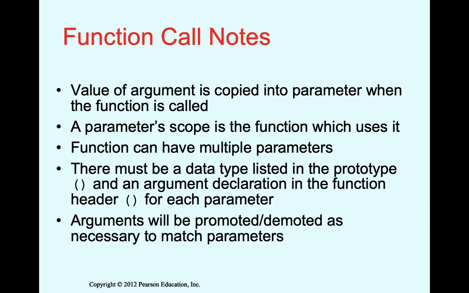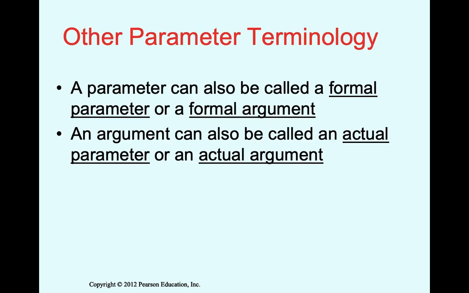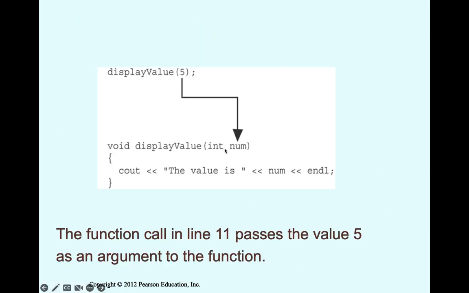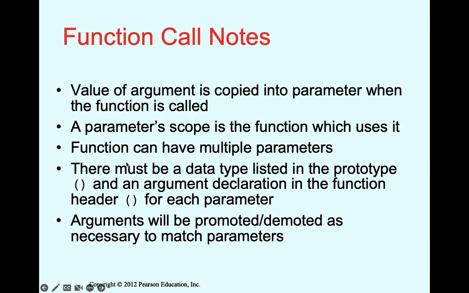The value of the argument is copied into the parameter when the function is called. When we call a function with a value 5, this 5 is copied and stored in the parameter. The parameter scope is the function which uses it. The scope of the parameter is the complete function. For example, here the scope of num is the complete function. I cannot use num outside the function. You can use it in the complete body of the function.